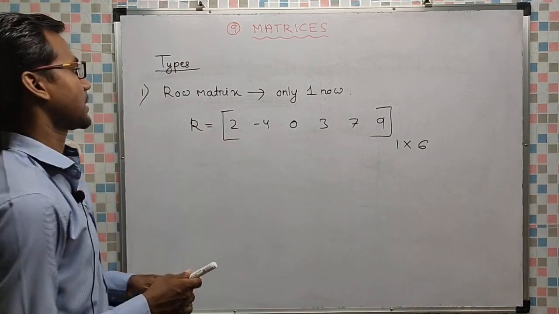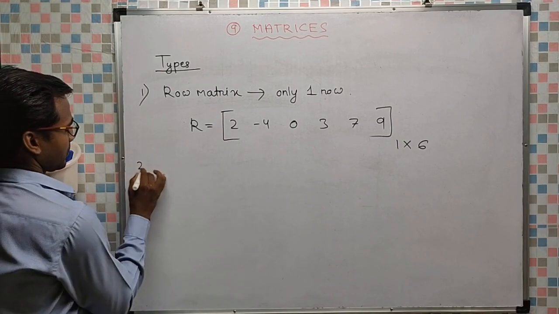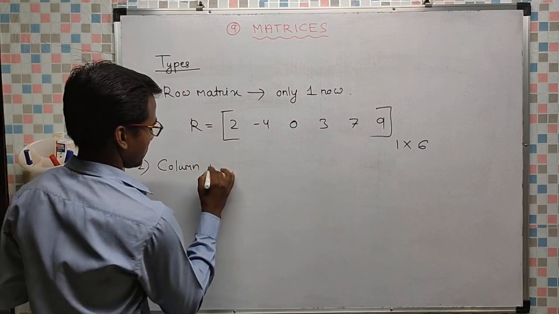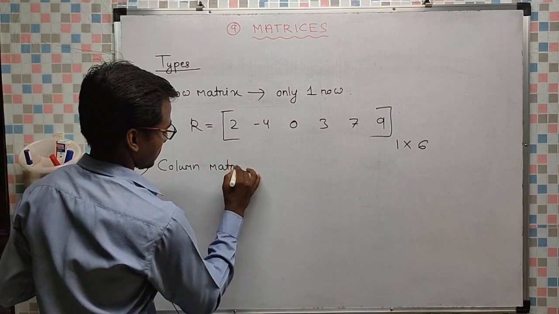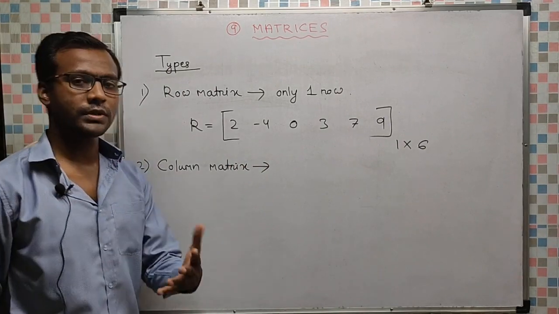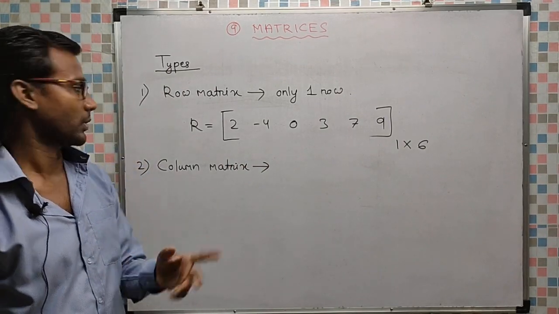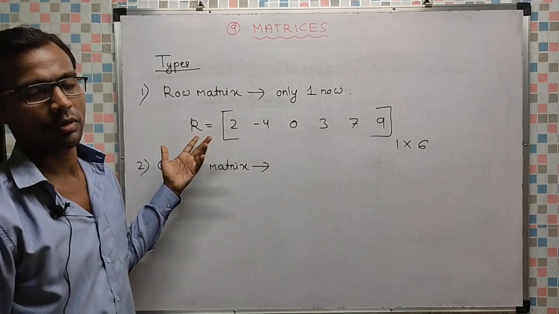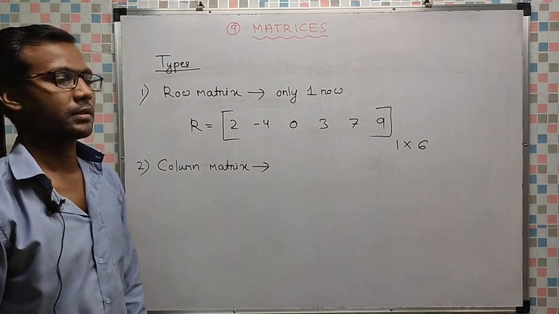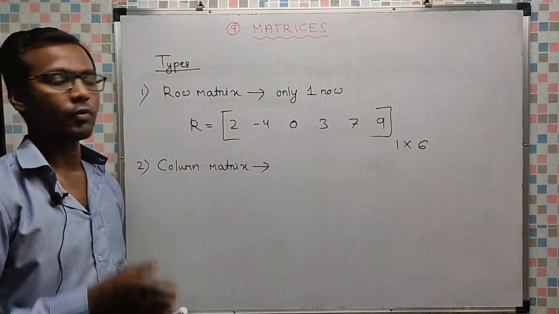Next we have column matrix. We can use any letter to represent the matrices. Here I have used R, but it is not mandatory. You can use any letter. Next we have column matrix, it means a matrix which has only one column.